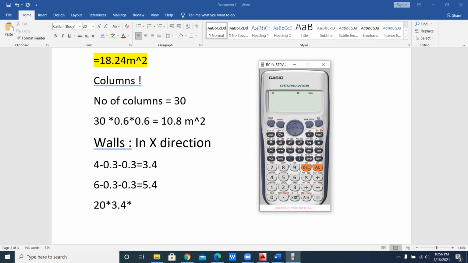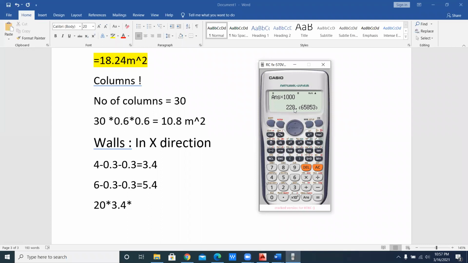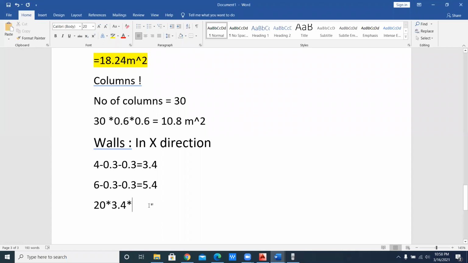It must be 9 divided by 12. Okay, one thing, yes, that is right, that is 228, that is 230 mm. So if we say 230 mm divided by 1000, you will get about 0.23.